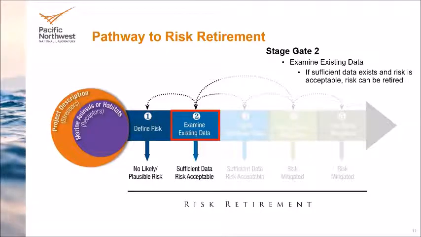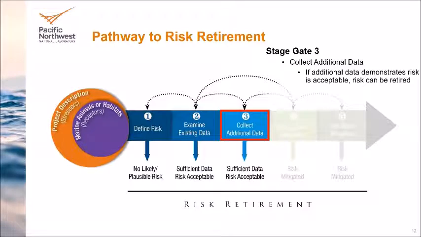Here you examine existing data and assess if the data provides enough information to determine if this risk is no longer a concern. If that's the case, there's another off-ramp and you would consider it to be retired. However, if sufficient data is not available or uncertainties remain, you move on to stage gate 3. Here it's important for the applicant, in conjunction with the regulator, to develop a monitoring program and collect data to better understand a potential risk to see if it is acceptable. Once the data has been collected and examined, and if a risk remains, you move on to stage gate 4.